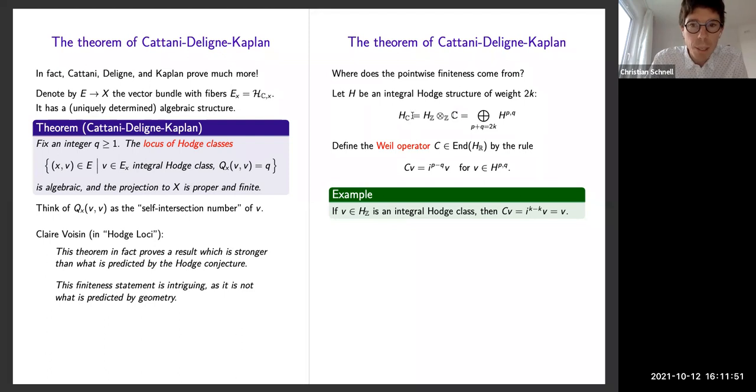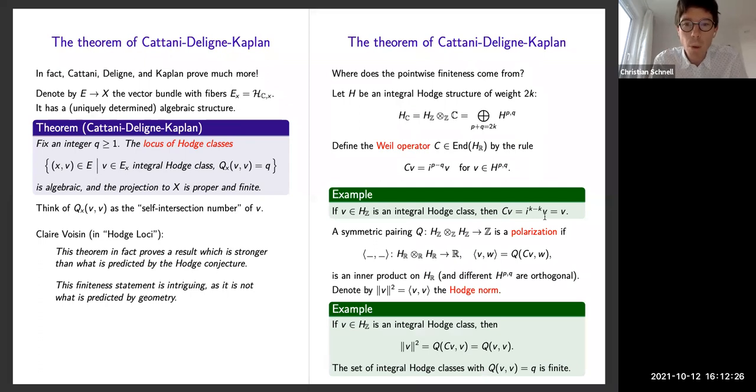So again, let me take an integral Hodge structure. And now I'm going to tell you what this polarization condition is. So for that, you define this auxiliary operator called the Weyl operator. It acts on this PQ space in the decomposition by multiplication by i to the P minus Q. Okay, so since the weight is even, P plus Q is even, this is always either plus or minus 1. And well, a Hodge class is of type KK, so that's of course an eigenvector for this Weyl operator.